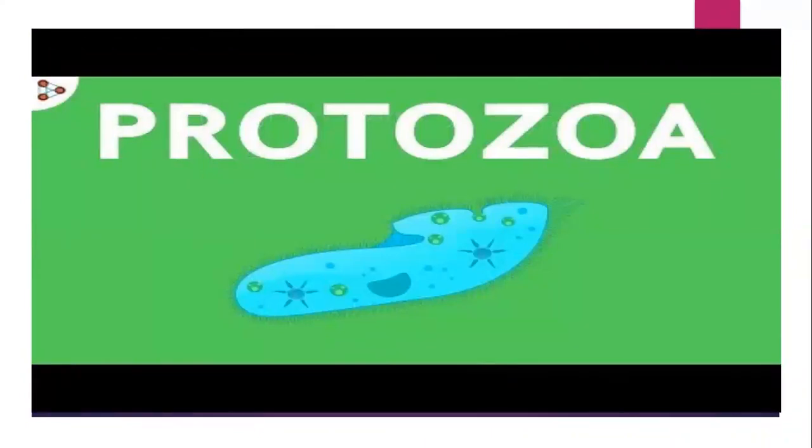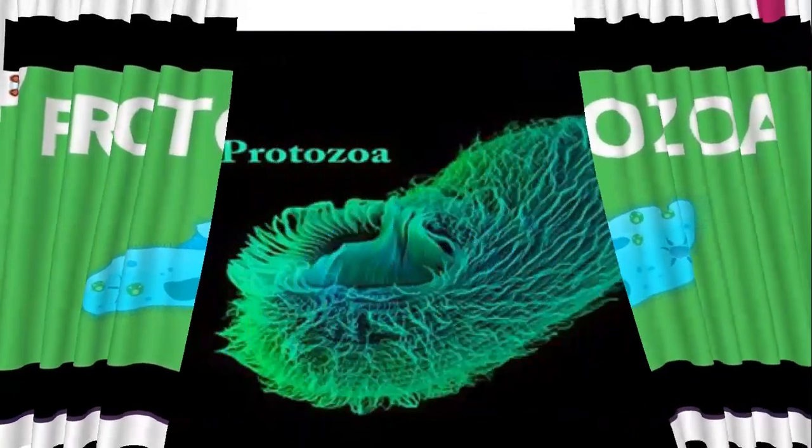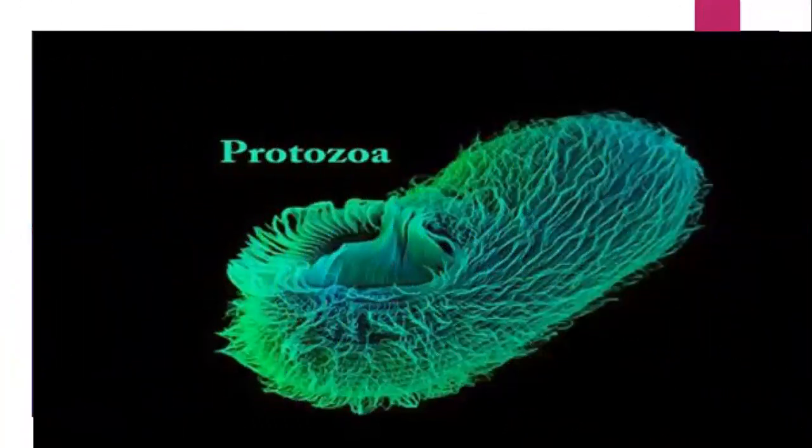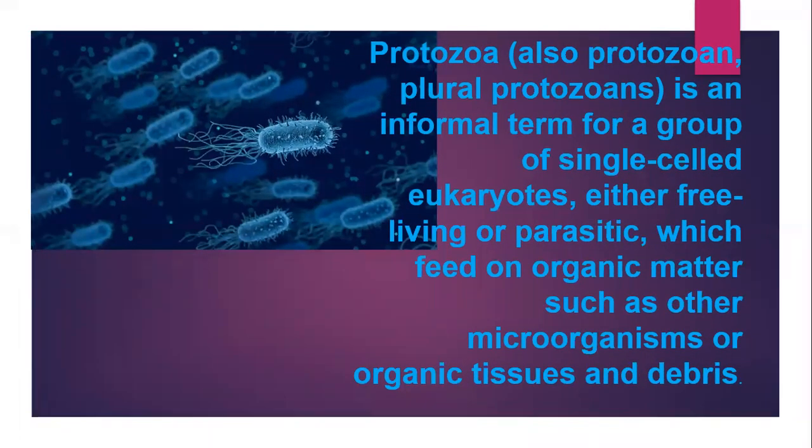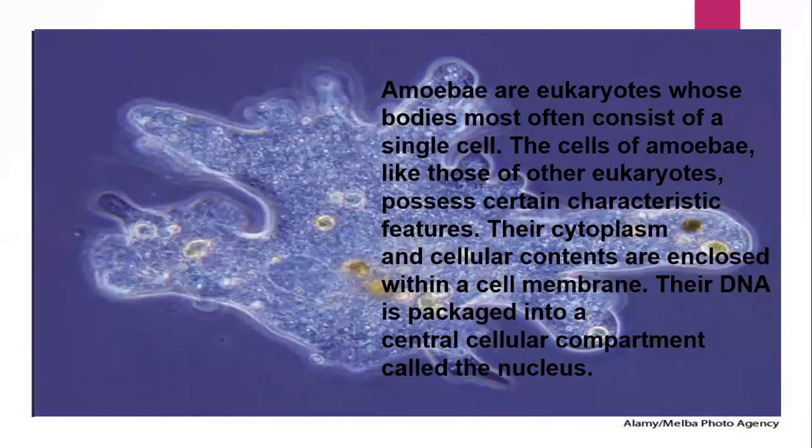How about the protozoa? We are going to see what protozoa is. If you can see, this is the structure of protozoa, which you can see in front of you. Protozoa, also protozoan as a plural we can use. It is an informal term for a group of single-celled eukaryotes, either free-living or parasitic, which feed on organic matter such as other microorganisms or organic tissues, or it can depend on debris. One type of protozoa is amoeba. It is very familiar to everyone.